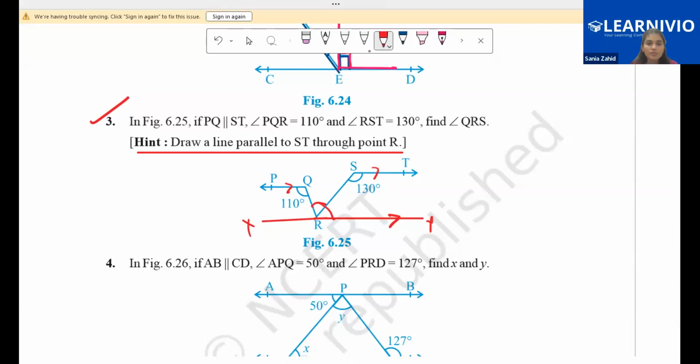Because they are alternate interior angles. Very good. They are alternate interior angles, the angles found on a Z. Then QRS plus QRY is equal to 180 degrees. So QRS is equal to 180 degrees minus 110 degrees, which is equal to 70 degrees. QRS is equal to 70 degrees.